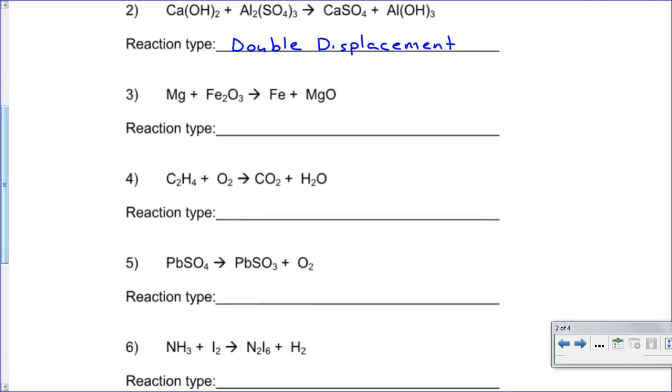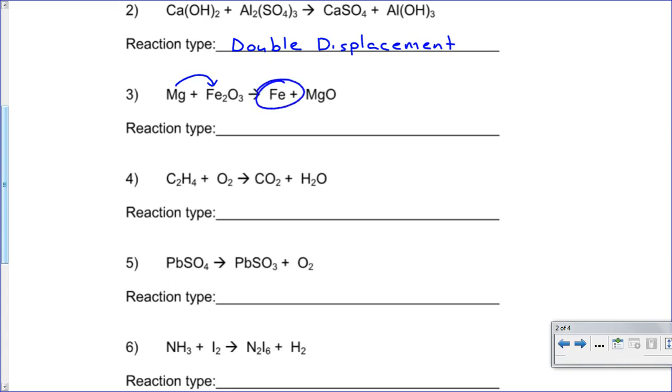This next one here, we've got magnesium coming in. That's an element. It's reacting with iron oxide. All right, that is a compound. The magnesium is displacing the iron. So in this case, we've got an element coming in. It's reacting with a compound. The element is displacing one of the elements in the compound, because you see here we get iron off by itself in the end.